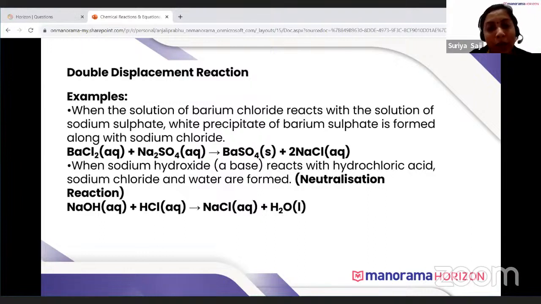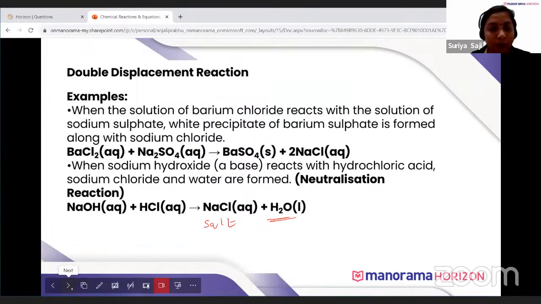When a base is reacting with an acid, we call that reaction a neutralization reaction, because always we will get a salt and water as the product. We can see here NaCl is the salt, and water. So if we are getting salt and water as products when a base reacts with acids, then we'll call that reaction a neutralization reaction. Okay.